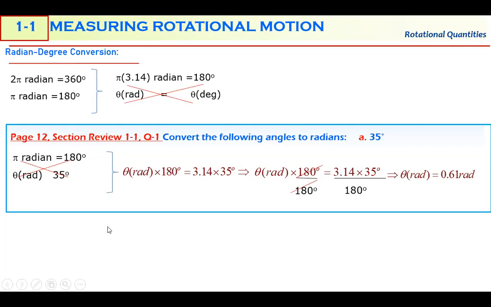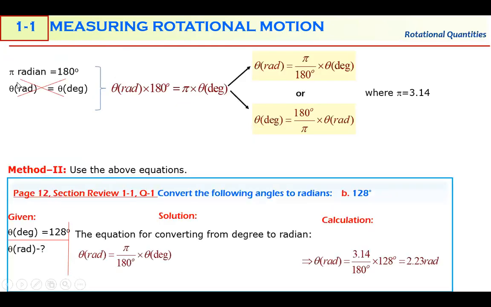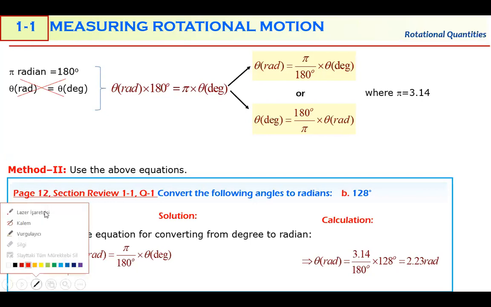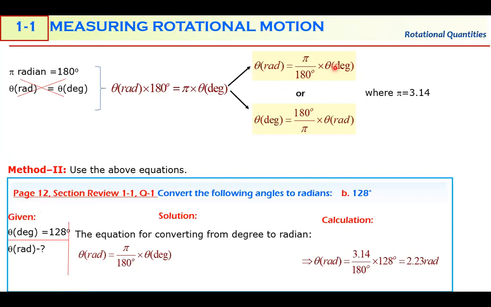You don't need to know an equation, but from this proportionality it's also possible to write one. Pi radian, which is 3.14, is equal to 180 degrees. So theta in radian multiplied by 180 is equal to pi multiplied by theta in degree. Divide by 180 to get theta in radian equals pi over 180 multiplied by the angle in degree. Or if you want the angle in degree, divide by pi, so the angle in degrees is equal to 180 divided by pi multiplied by the angle in radian. Be careful about this. This is degree, that is also degree, so they will simplify. If you give degrees as units, they will simplify. And you cannot write 3.14 here, because 3.14 is in radian.